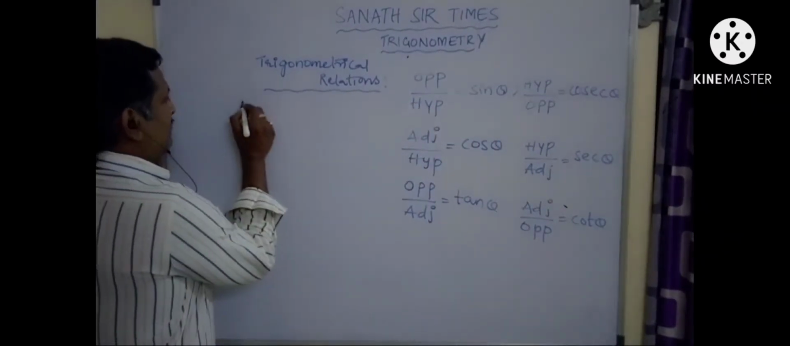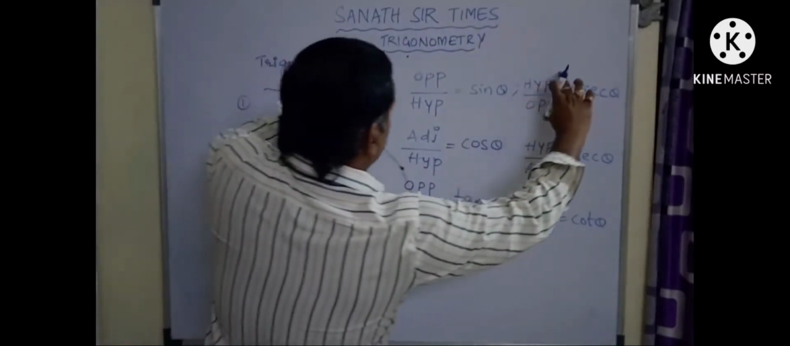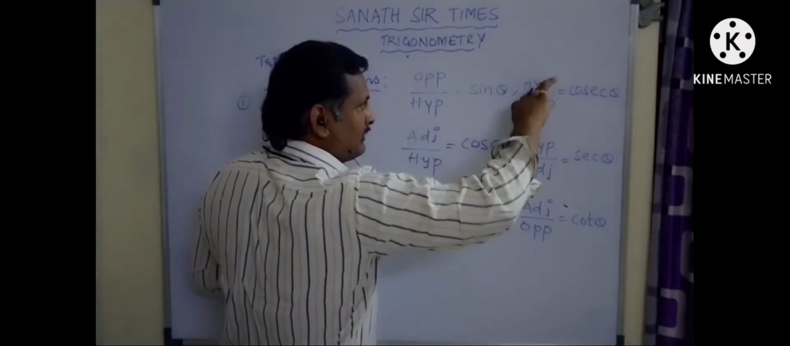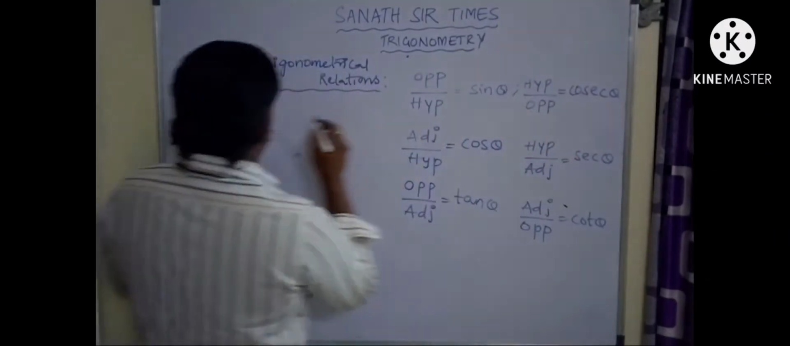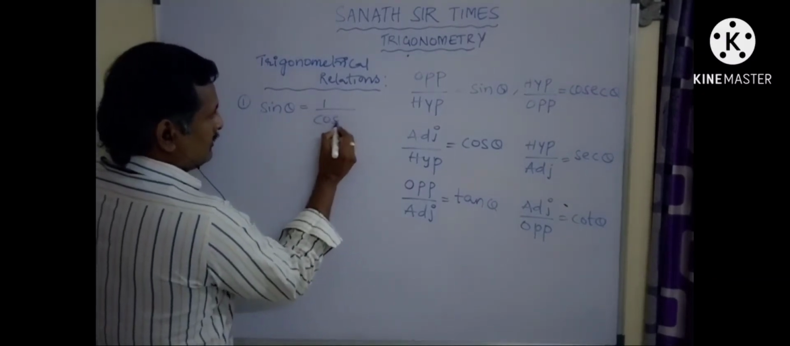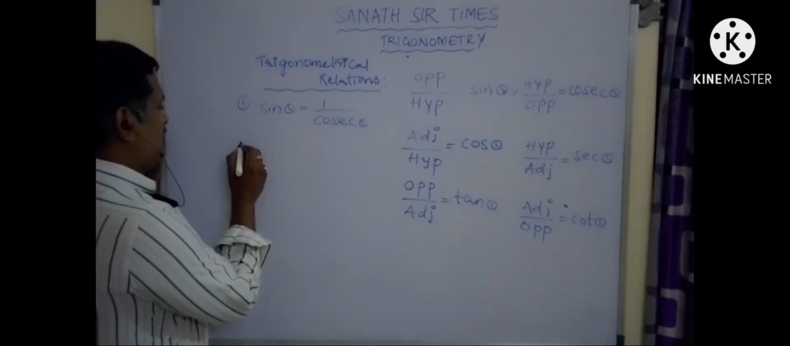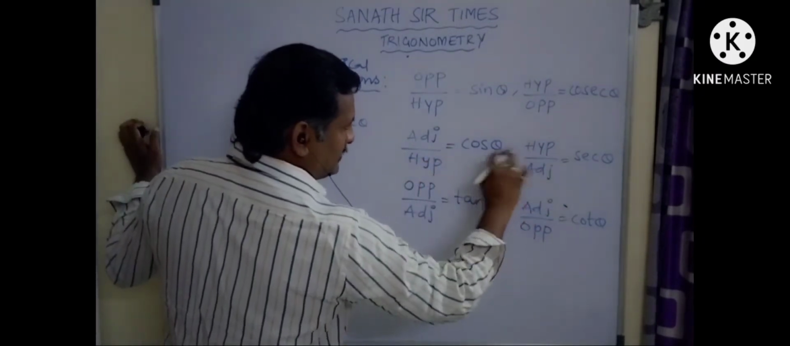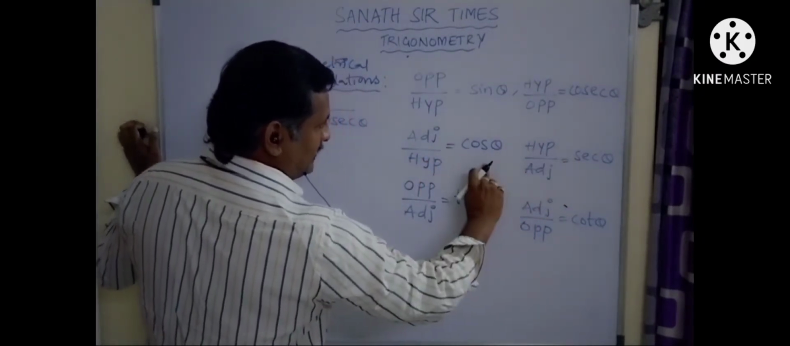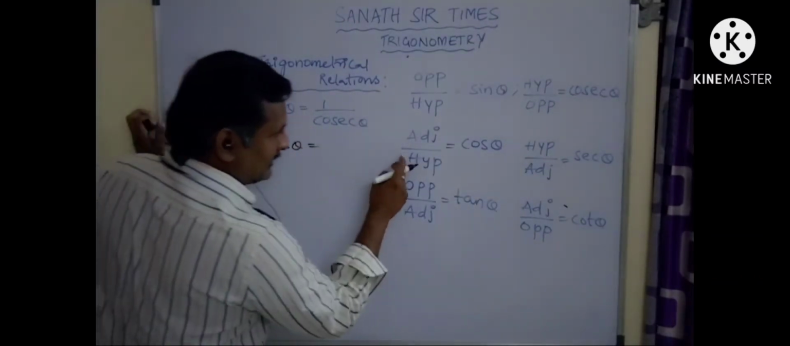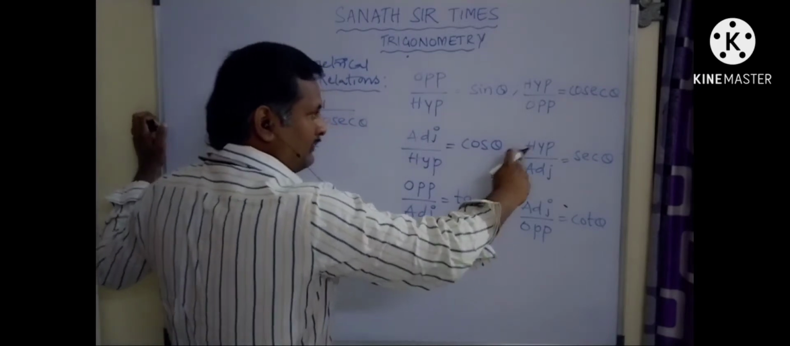Coming to the first character, when you look at these two friends, opposite divided by hypotenuse, this is the reverse of that one. So sine theta is the reciprocal of cosecant theta. Second, coming to these two, again these are reciprocal functions. So cos theta, when you look at this one, the reciprocal of this one is secant.